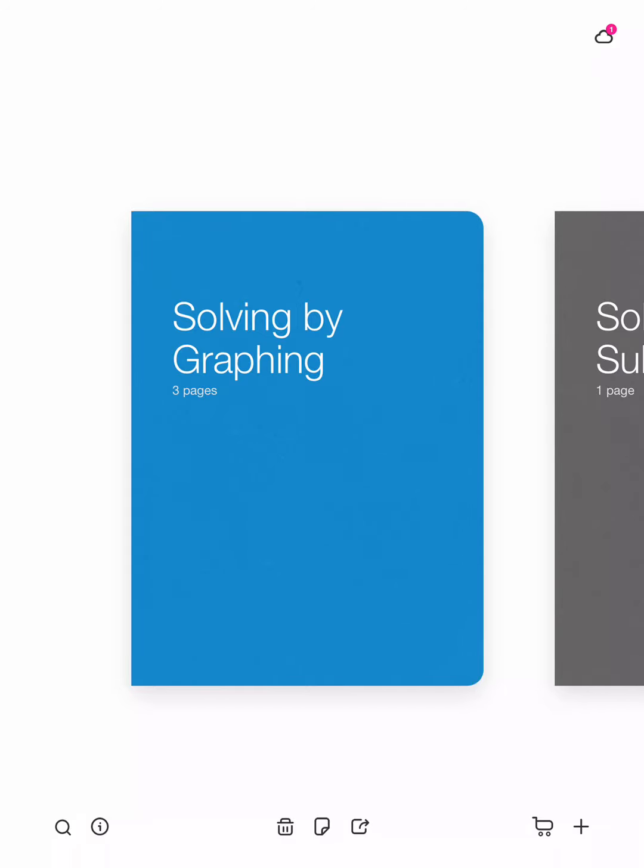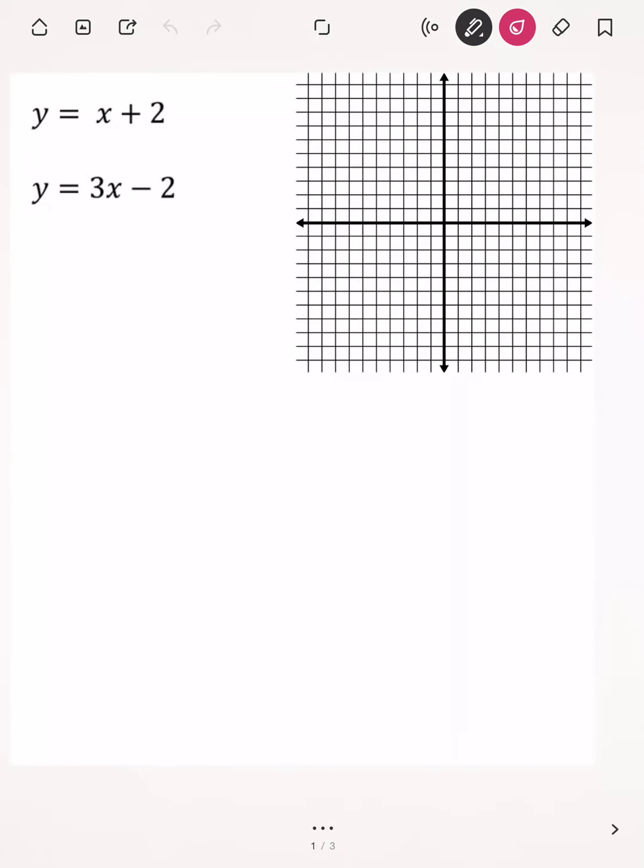This video is going to be on solving by graphing. Looking at our first example, we have two linear equations, y equals x plus 2 and y equals 3x minus 2. We're going to start by graphing them. I'm going to graph this first equation in pink, and I'll switch colors for the second equation.